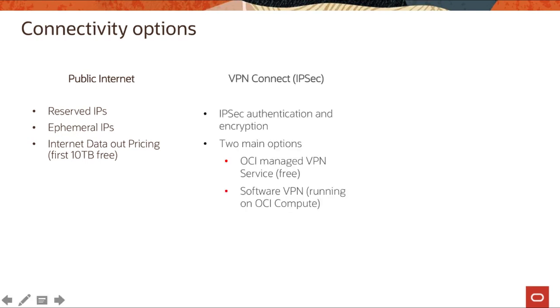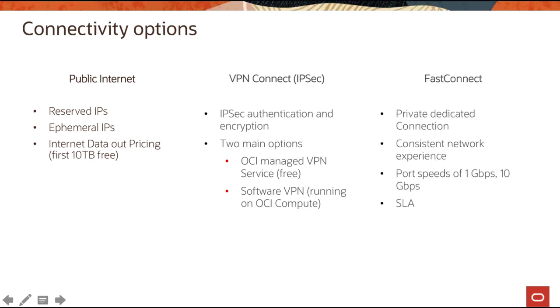The second option is using the IPSec protocol to have a secure, private, and encrypted method. There are two main options using the IPSec VPN. You can either use the managed VPN service by Oracle, and this is something that we are going to discuss today in the session. The second option is just running a software VPN on an OCI compute instance. So there are a bunch of open source VPN software that are available, and you can run any one of those on top of an OCI compute instance. That's not a managed service, but yes, you are managing the VPN yourself.